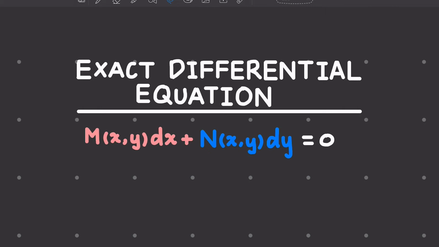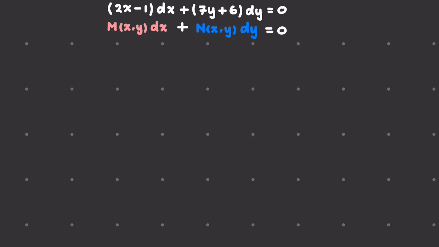Hi everyone, welcome back. For this video, we will be learning in order how to solve a first order exact differential equation. This is our very first example for an exact differential equation. So we have (2x - 1) dx + (7y + 6) dy. And this is indeed in the form of an exact differential equation.